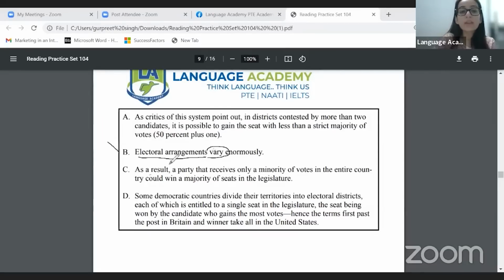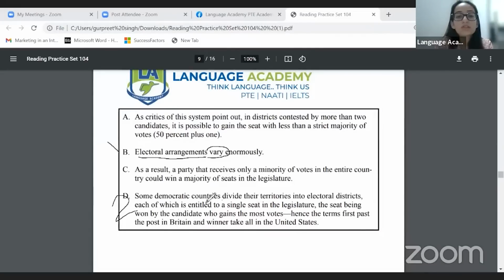That's it. And then you explain why you are saying that it is different. Some democratic countries divide in this way, the others divide in the other way. That is why we are saying that it is different. Some democratic countries divide their territories into electoral districts, each of which is entitled to a single seat, the seat being won by the candidate who gains the most votes. Hence, the terms first past the post in Britain and winner takes all the seats in the US.